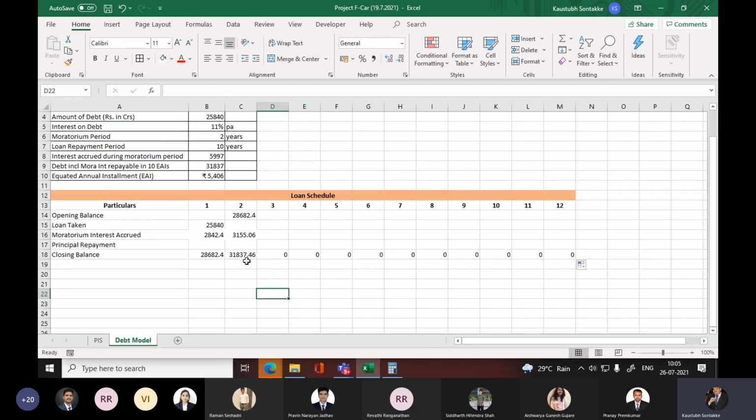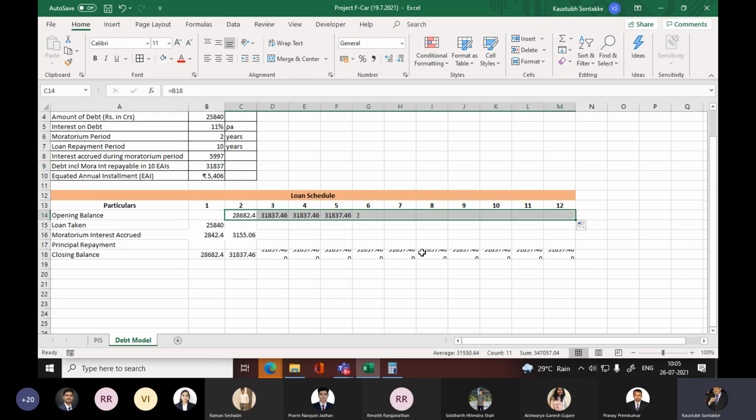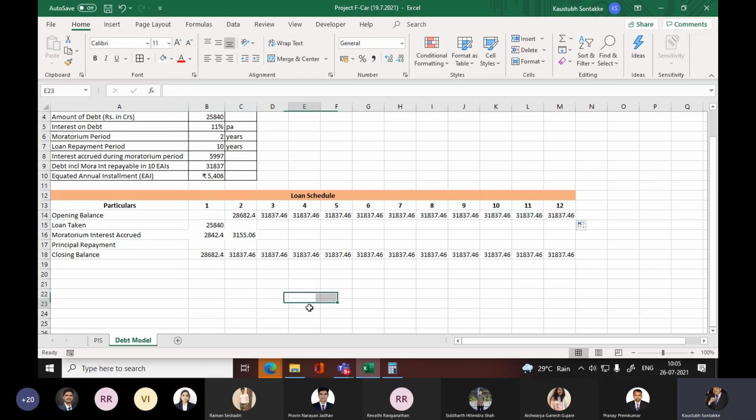Closing balance, we don't have to calculate year by year. We will drag the closing balance till the end. So my closing balance at the end of the second year is 31,837.46, which is exactly equal to the debt plus moratorium interest, now repayable after year 3 for the next 10 years. I drag the opening balance also. It gives the same because there is no repayment started yet. So till the end it is 31,837. Now we have to start the repayment.